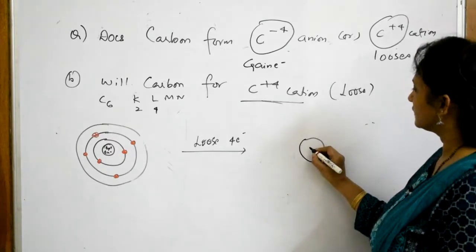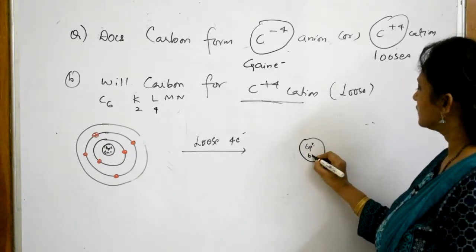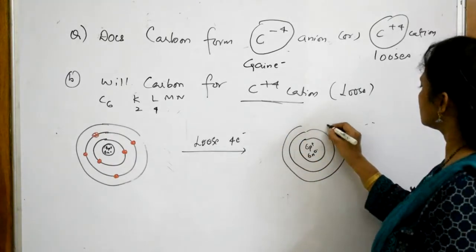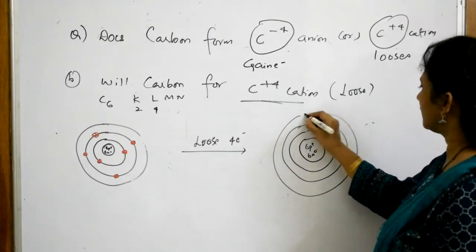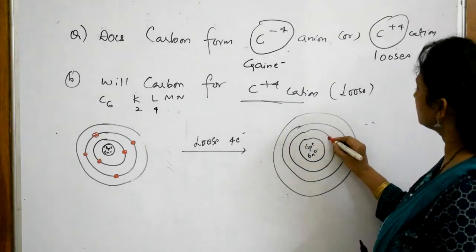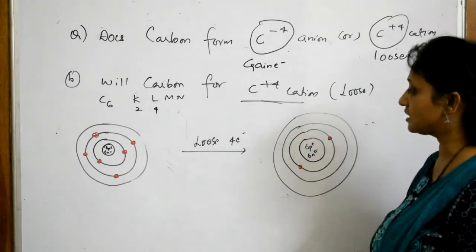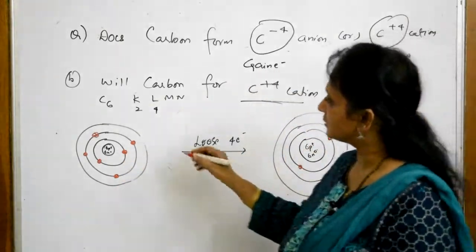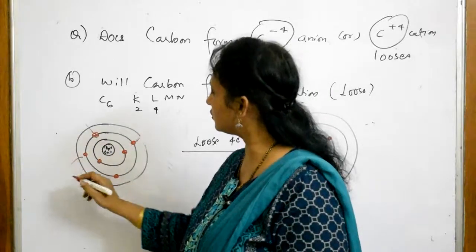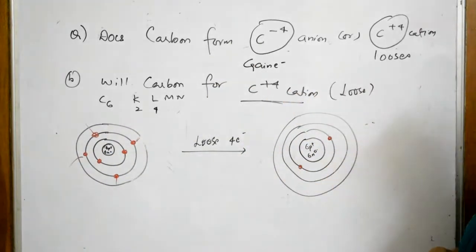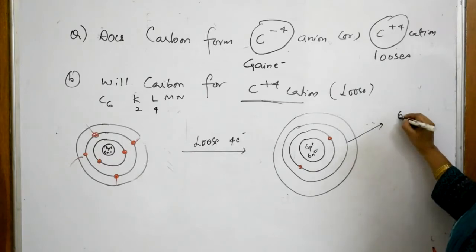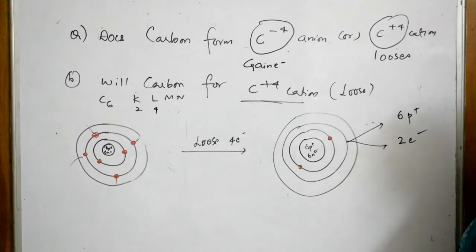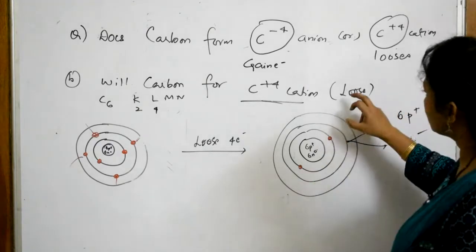Again, nucleus. This is the nucleus with 6 protons, 6 neutrons, and this is the K shell, this is the L shell, this is the M shell. Now, in the K shell, as usual, 2 electrons are still there because it is stable. Now, in the L shell, are there any electrons? This is gone, this is gone, this is gone, this is gone. Now see here, let us write. How many protons are there? There are 6 protons. How many electrons are there? 2 electrons.